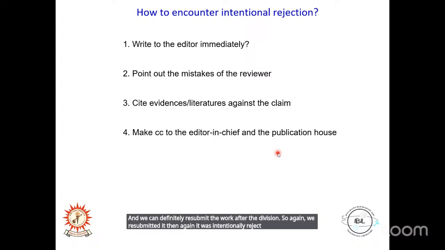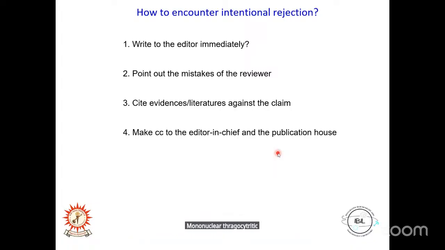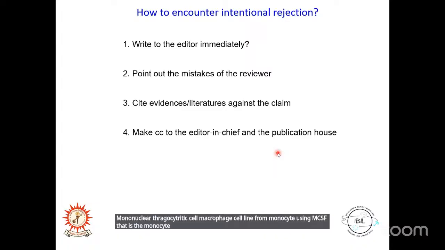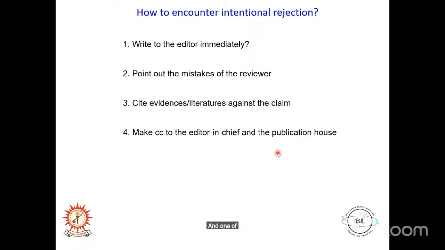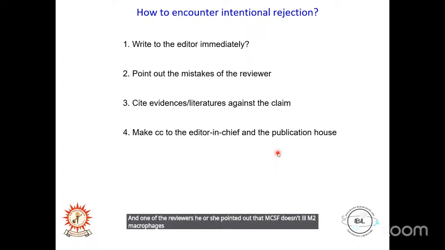The third time, I'm just sharing one story. There was an experiment where we generated a macrophage cell line. You know that macrophages are mononuclear phagocytic cells, generated from monocytes using MCSF, the monocyte colony stimulating factor. And one of the reviewers pointed out that MCSF doesn't yield M2 macrophages, so all the macrophage generation experiments are wrong.